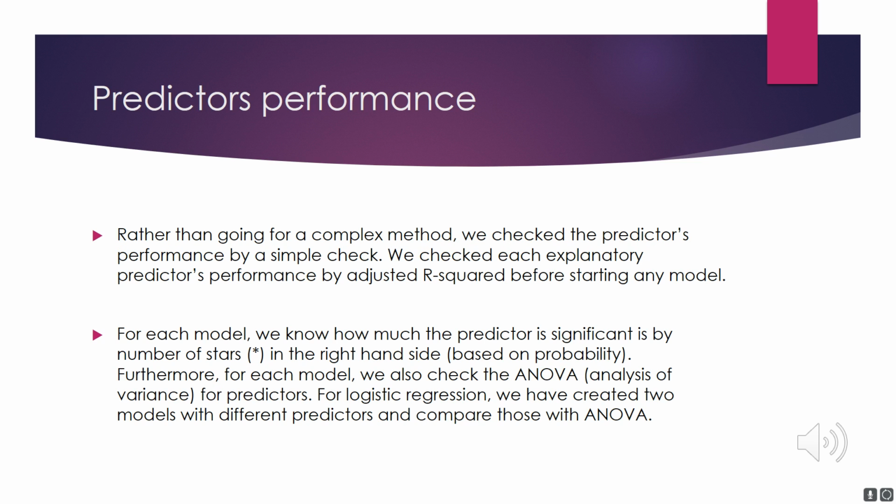For predictors performance, rather than going with a complex method, we checked the predictors performance using a simple check. We checked each explanatory predictor by the adjusted R-square before we would start any model. And for each model, we knew how much the predictor was significant by the number of stars on the right-hand side based on probability. And then we would also check the ANOVA for predictors. For the logistic regression specifically, we created 2 different models with different predictors and compared those with ANOVA.